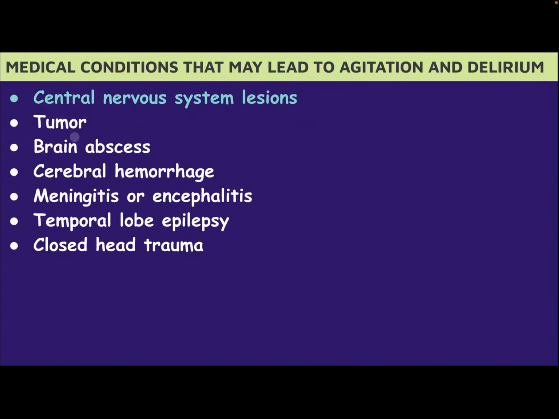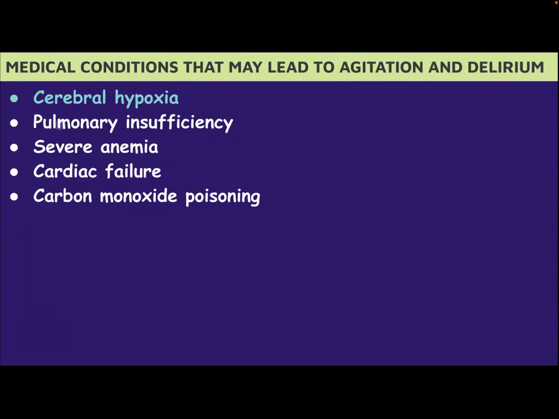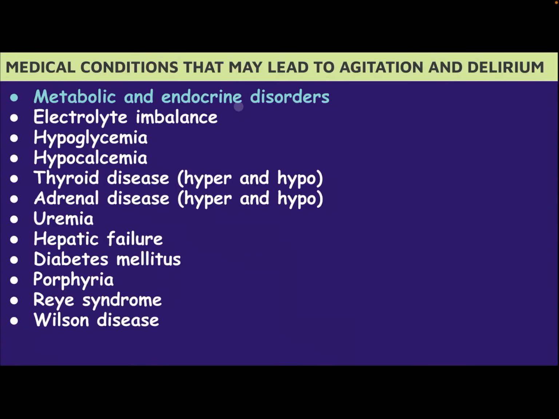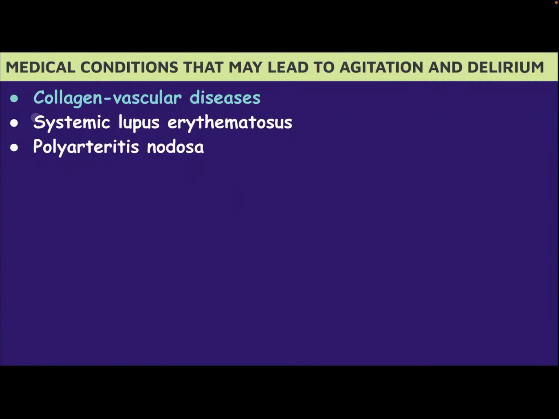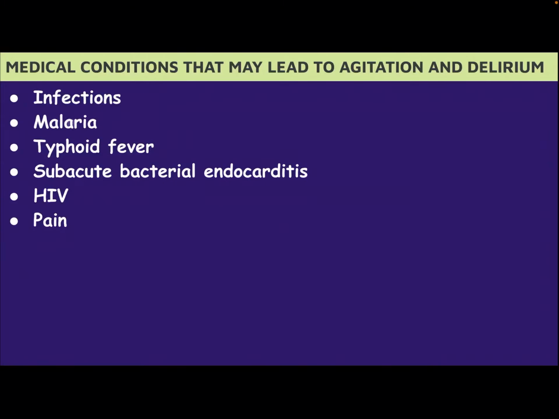Central nervous system lesion: tumor, brain abscess, cerebral hemorrhage, meningitis or encephalitis, temporal lobe epilepsy, closed head trauma. Cerebral hypoxia, like pulmonary insufficiency, severe anemia, cardiac failure, carbon monoxide poisoning. Metabolic and endocrine disorders: electrolyte imbalance, hypoglycemia, hypocalcemia, thyroid disease, hyperthyroidism, hypothyroidism, adrenal disease, uremia, hepatic failure, diabetes mellitus, porphyria, Reye syndrome, Wilson disease. Collagen vascular disease like systemic lupus erythematosus or polyarteritis nodosa. Infection: malaria, typhoid fever, subacute bacterial endocarditis, HIV infection. Severe pain.